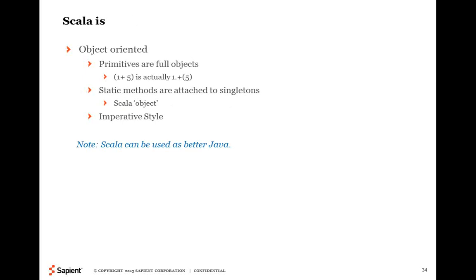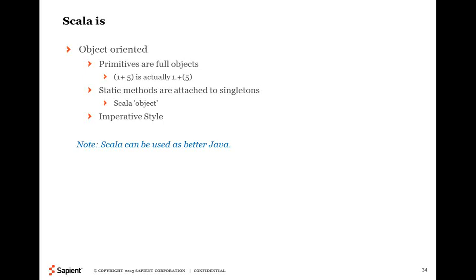Even if you are writing 1 plus 5, which means int plus int, it actually means integer object dot its plus method, and another object is supplied to it. So it's more object oriented. Static methods are attached to singletons, because singletons we can make just by having an object keyword in front of our classes. So language level constructs are provided for singletons. Imperative style is provided, so Scala can be used as a better Java.